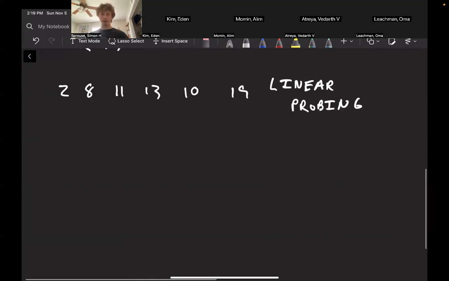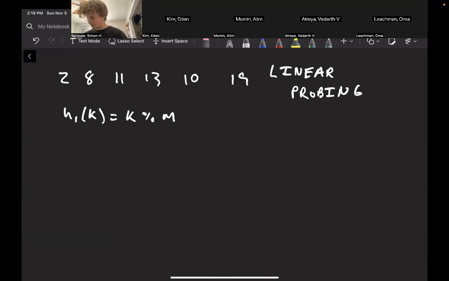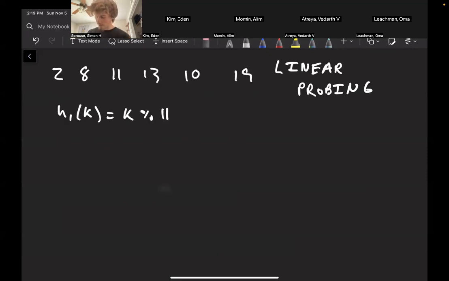Okay, so now we actually need 2 formal definitions to make this happen. So we've got the one that we had before, and I'm going to call this h1. So h1 of k is going to be equal to k mod m, or in this case, let's just stick to an array of size 11. So let's just say that it's k mod 11, and then we're going to have a second function.